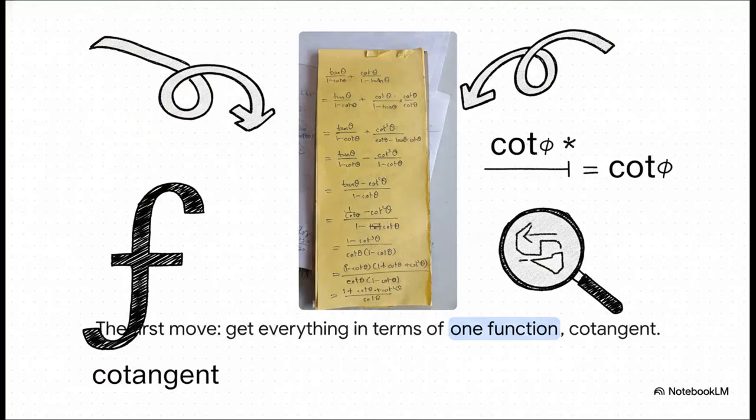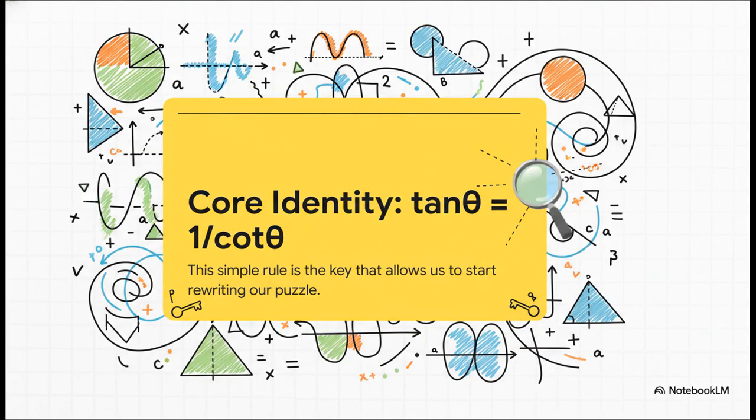So the first clever move here is to get everything on the same page. We're going to rewrite this whole expression using only cotangent. And to do that, we're going to focus on that second term and replace the 1 minus tan theta in the denominator using a handy little identity. Now, how can we do that? Well, it's all thanks to this core trig identity. Tangent is just 1 over cotangent. It's the reciprocal. This super simple rule is the first key we need to start rewriting and simplifying our puzzle.